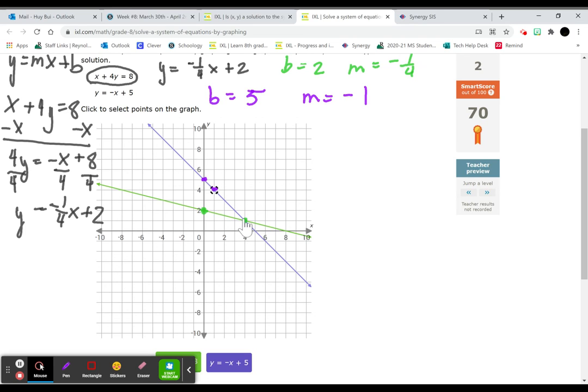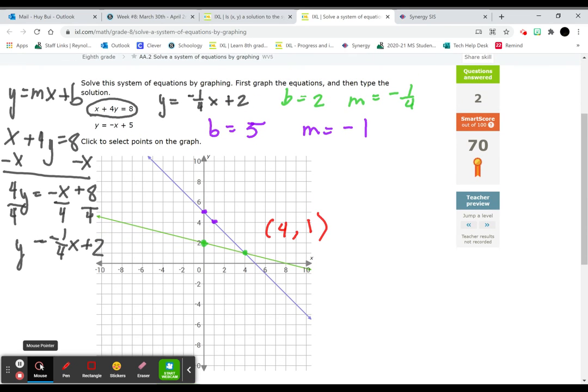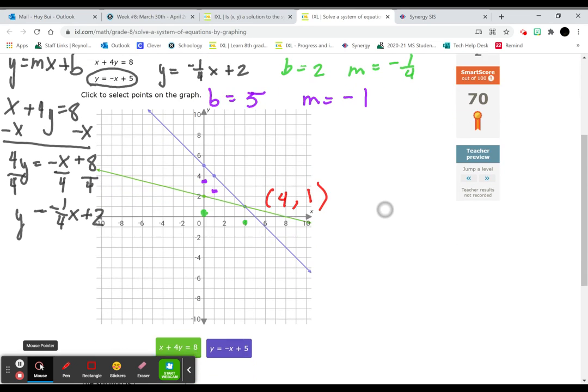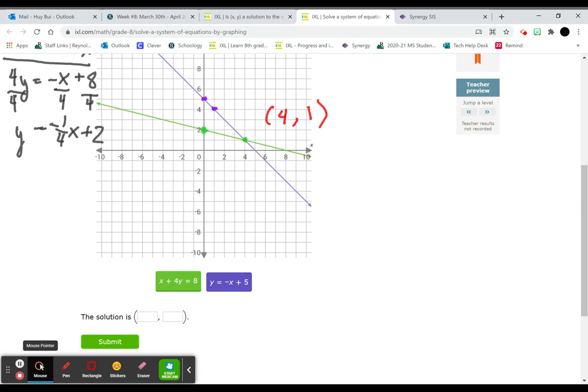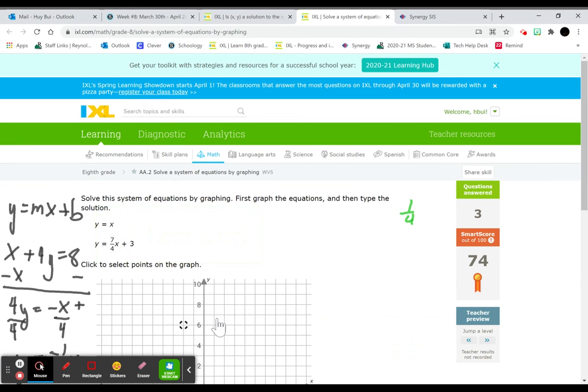Oh, and they intersect right there, which goes across 4 and then up 1. So the solution for these two lines is 4, 1. And this problem is really cool because one of these lines was not in slope-intercept form, so we had to convert that. All right, very good example there. Go ahead, and I'm going to submit that. Hopefully that's correct. There we go.